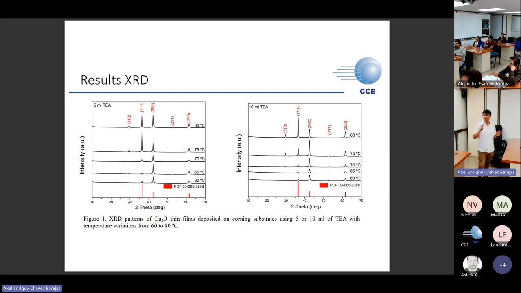We don't obtain, in any case, cupric oxide or copper sulfide, because in another report that we have published, we observed that at the beginning of the chemical bath, part of the copper sulfide is removed. So, for example, at the beginning, I have 10 nanometers. The first 5 nanometers are removed, and then the second material starts to grow. This is the copper sulfate. So that is the reason that in none of the cases did we observe copper sulfate.